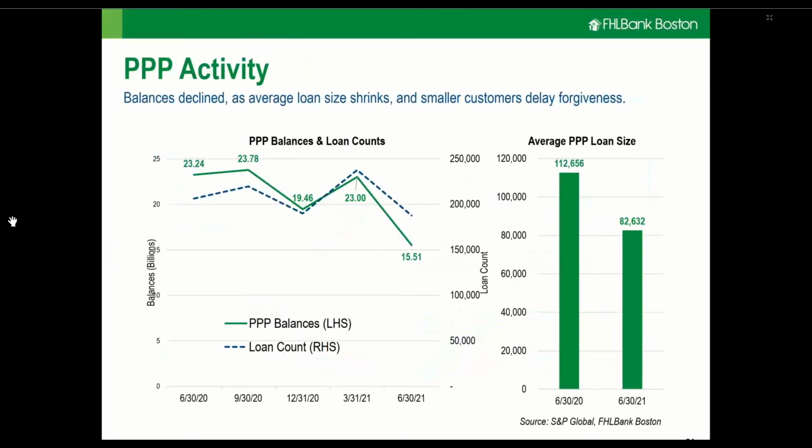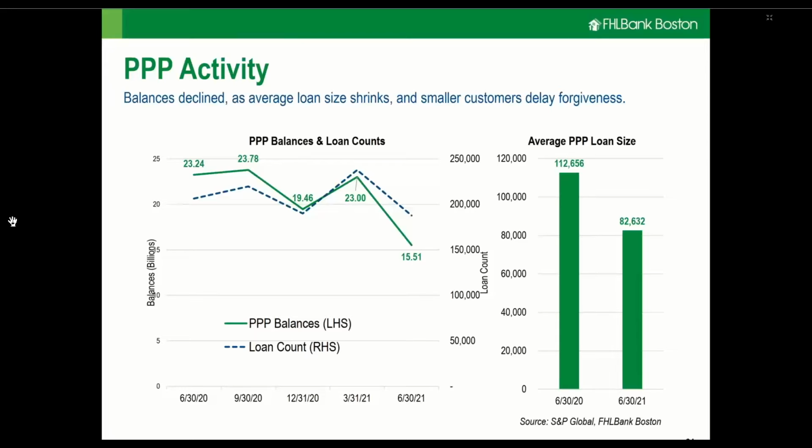So we mentioned PPP activity, and in the quarter we saw a lot of forgiveness activity. So here in New England with our members, from 23 billion at the end of the first quarter, balances made their way down to about 15 billion. So a decline of about a third. The interesting thing to observe here, on the right-hand side, is that the reporting is such that we know exactly how many PPP loans were written, and we know the balance amount, so we can figure out the average size of any one of those loans.